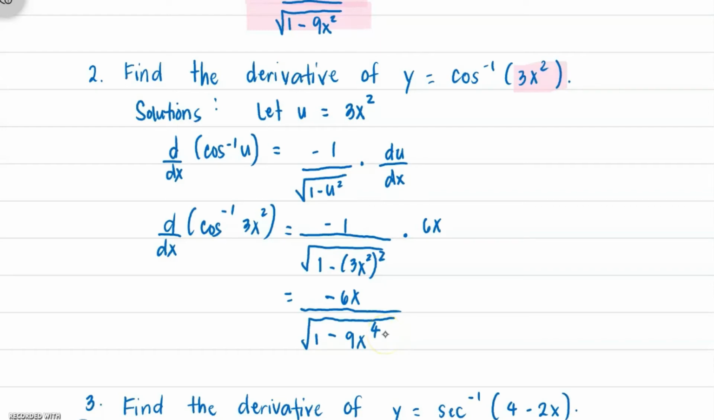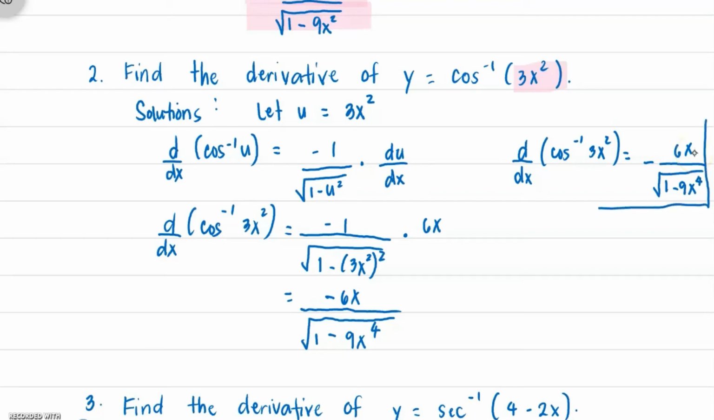Rewriting our final answer properly. So we have here the derivative of arc cosine 3x squared is equal to negative 6x over the square root of 1 minus 9x raised to 4. And this is already our final answer.